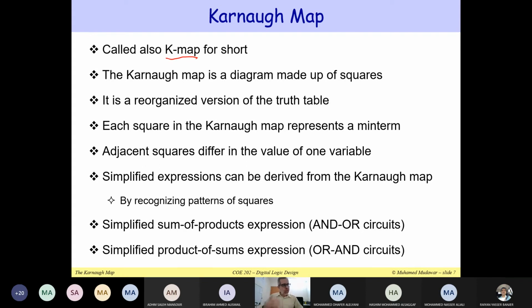So this will be an AND-OR circuit implementation. It is a sum of products, which is minimized. Or we can obtain a product of sums. That is, we can use the same Karnaugh map to obtain a different expression, a product of sums, which will be an OR-AND circuit, a 2-level OR-AND circuit. So we can obtain both of them from the Karnaugh map. Okay.